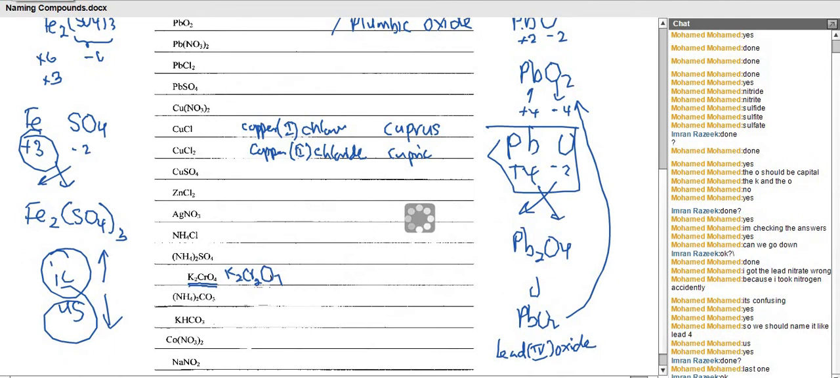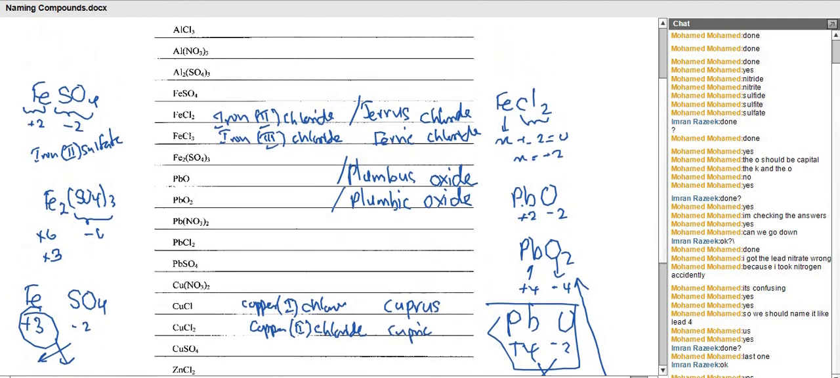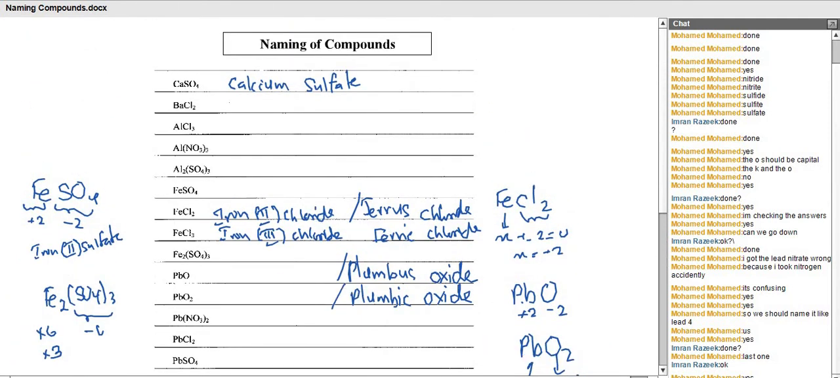I hope this correction is done in your tutorial. KCrO4 should be written as K2Cr2O7. Also, we'll check the answers. If your answer is wrong, just say it's wrong. I'll stop and explain why.